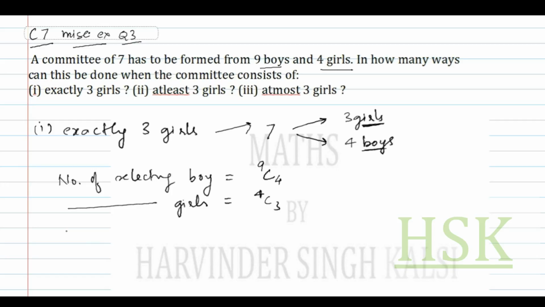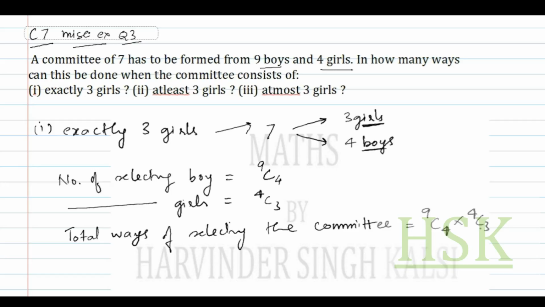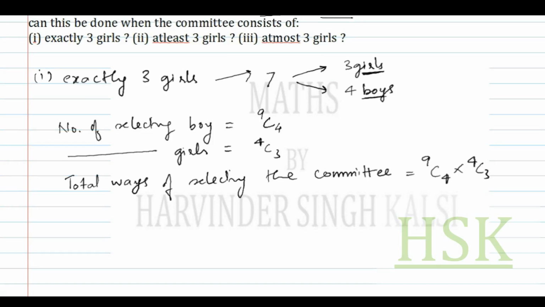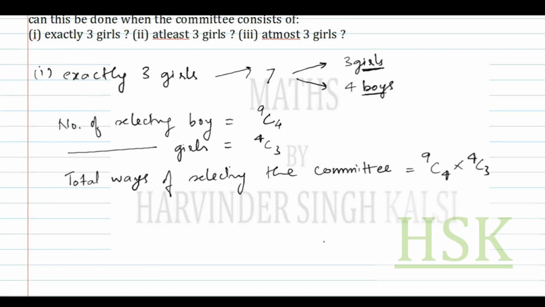4C3. So the total ways of selecting the committee would be equal to 9C4 into 4C3. 4C3 is 4. 9C4 is equal to 9 factorial upon 5 factorial into 4 factorial.